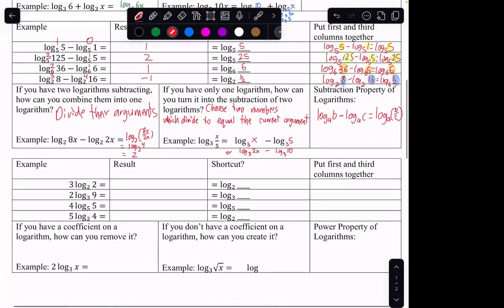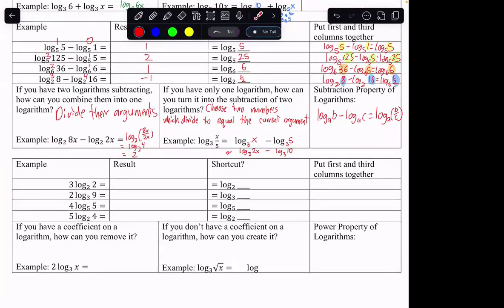All right, so there's one last property we need to discover. So same strategy, right? Take the current problem, find its numerical value, then fill in the blank to equal that value, and then look at the first and third columns together and see if you can find the shortcut.